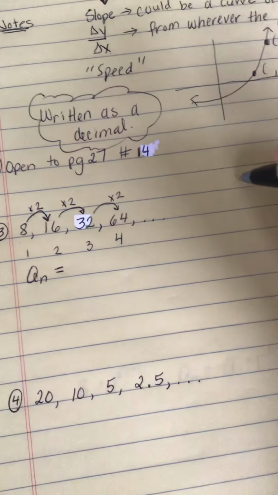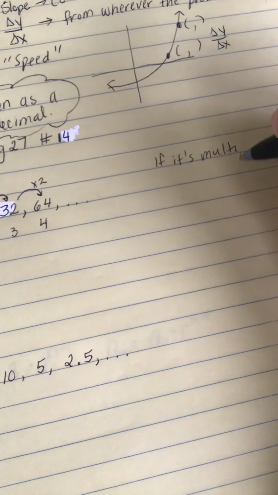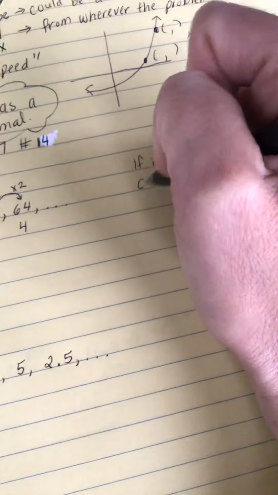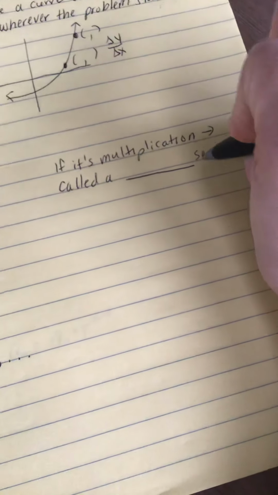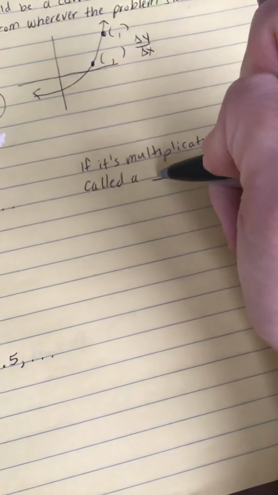Okay? If it's multiplication, okay, it's called a blank sequence. See if you can fill in that word. We talked about it last week. Okay, you're back. You should have written geometric.